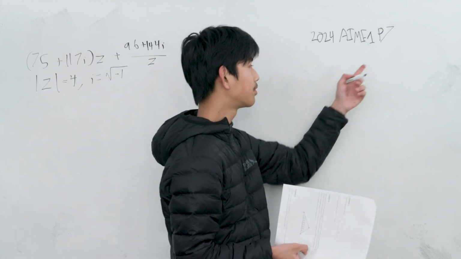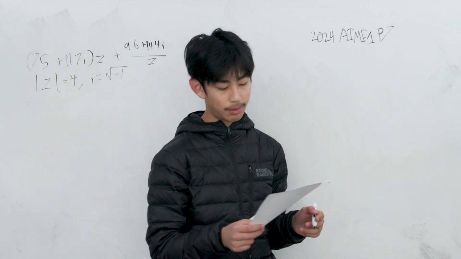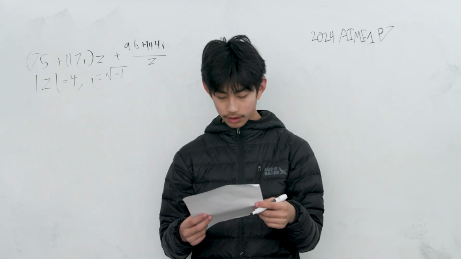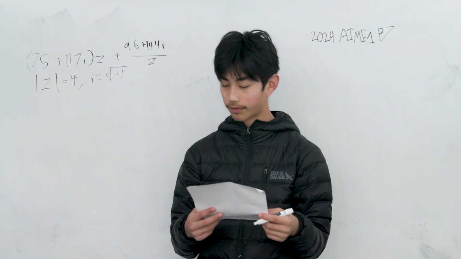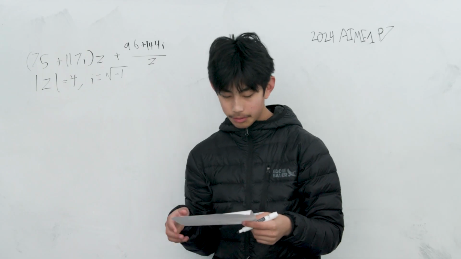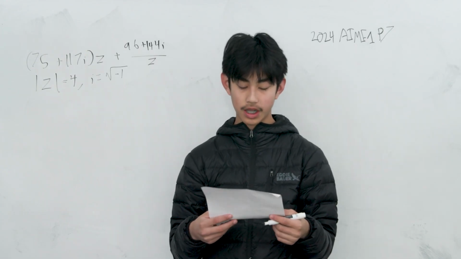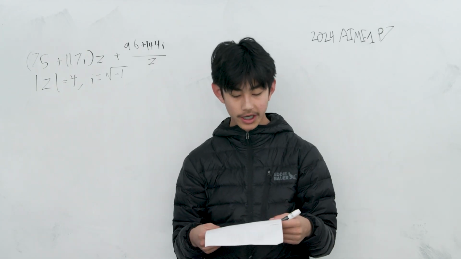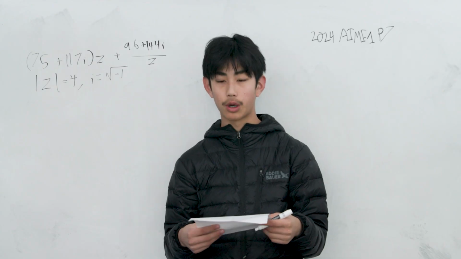We're solving problem 7 from the 2024 AIME 1. Find the largest possible real part of this equation up here, where z is a complex number with absolute value of z equals 4. Here i is the square root of -1.